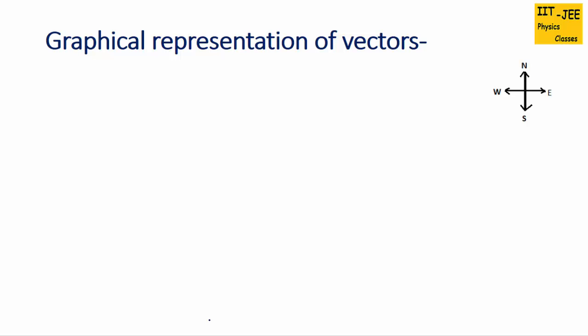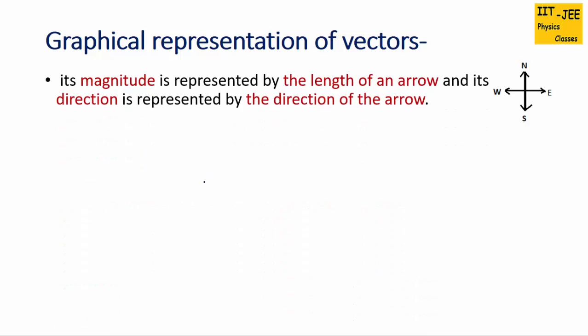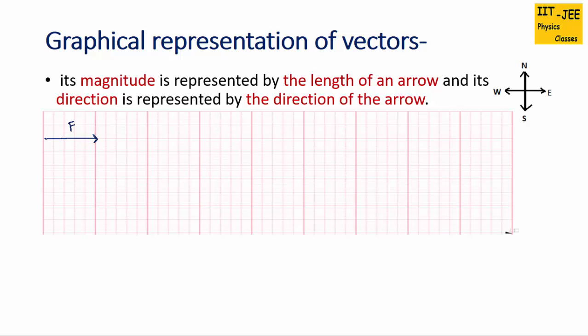Next is graphical representation of vectors. The vector quantities are represented by an arrow. Length of the arrow will represent its value, and this arrow shows the direction. Like the arrow is towards east here, so direction of force vector is east. Suppose we want to show a velocity vector of 40 meter per second towards south. So suppose 1 square is 10 meter per second, then 1, 2, 3 and 4. 4 squares will show the 40 meter per second towards south.